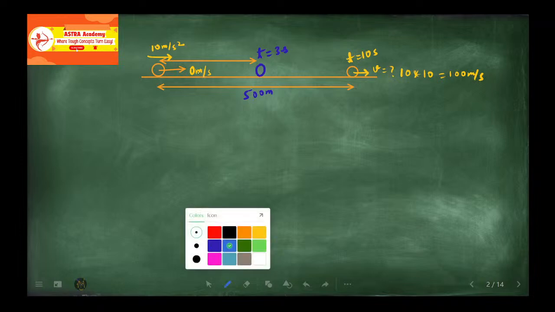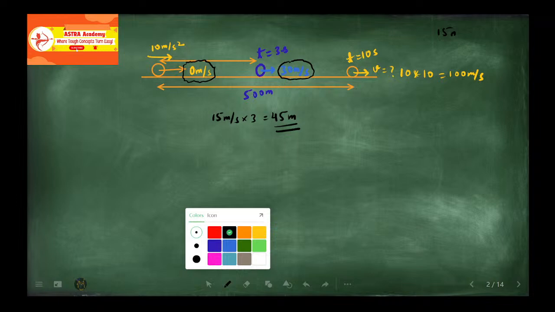Okay, I will help. If the velocity is increasing by 10 meter per second each second, then after 3 seconds the velocity will become 30 meter per second. Here the velocity is 30 meter per second and here the velocity is 0. What is the average of 30 and 0? It is 15 meter per second. And if it is 15 meter per second and the time is 3 seconds, the distance will be 15 into 3, that is 45 meters.